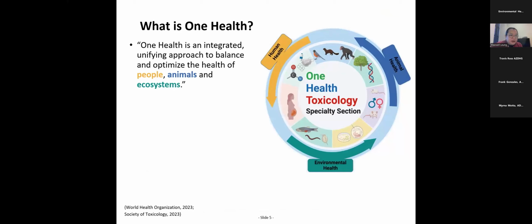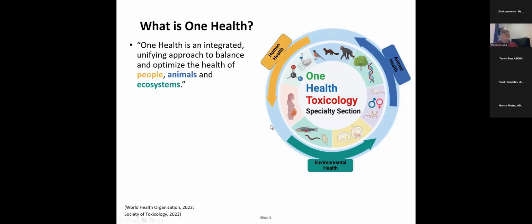Now, looking into a species with multiple use and identity, my lab approached this research problem using the One Health approach. So the One Health approach is an integrated, unifying approach to balance and optimize the health of people, animals, and the ecosystem. So we are not just interested in the public health implication of cannabis and industrial hemp. We are looking into it from both animal health and environmental health perspectives.